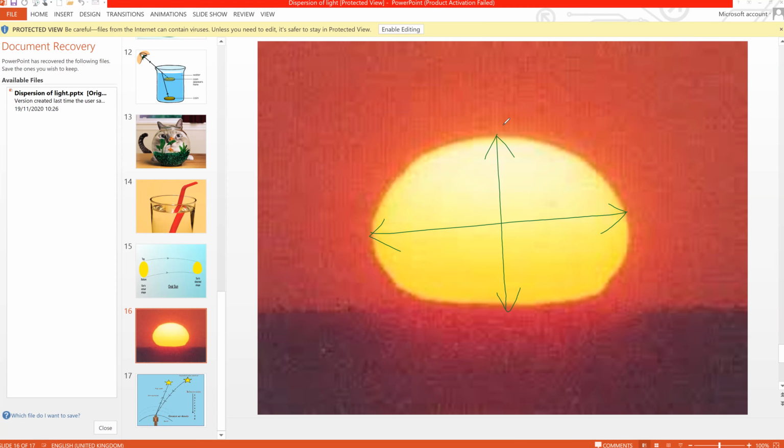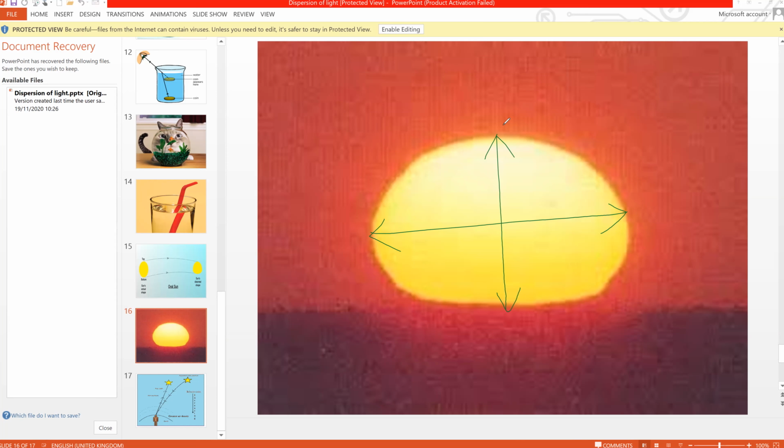Okay, next. Thus, the magnitude of refraction increases with decreasing height. Magnitude means number, size of refraction. So the size of refraction increases with a decreasing height. Whose height? The distance between the sun and the earth. So whenever there is a decrease in height or decrease in distance between the sun and the earth, the size of refraction increases.